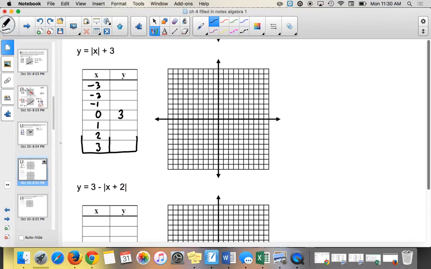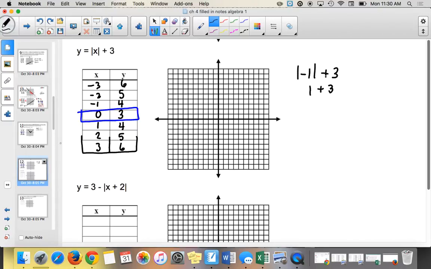Absolute value of 1 is 1. Plus 3 is 4. What about negative 1? Absolute value of negative 1 is 1. Plus 3 is 4. So see why we put that in the middle? It makes it a lot easier if you do that, because once you get 1 point, you're getting 2 points. All right, how about 2? What do I get? 5. Same thing with negative 2. And 6 and 6, right?